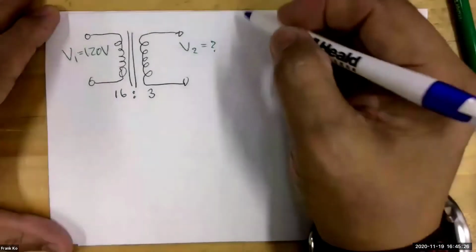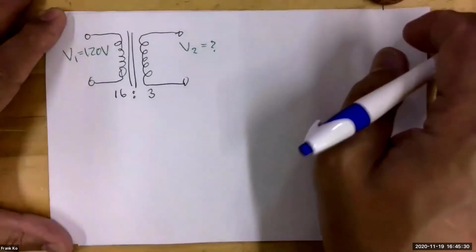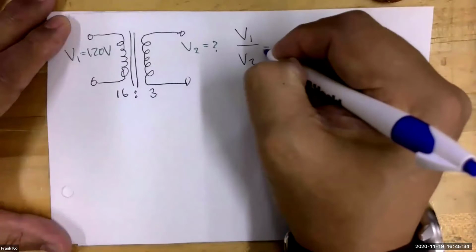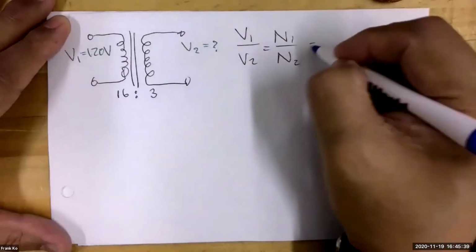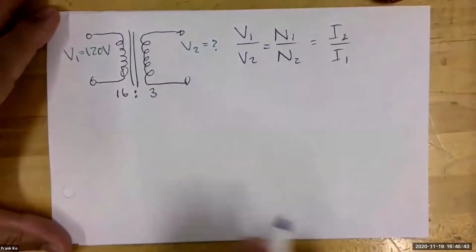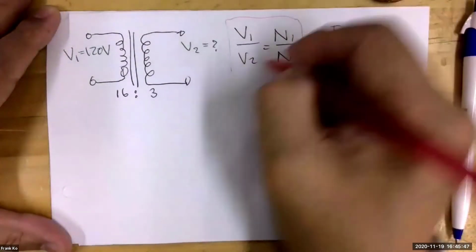Now, how do we determine the V2? I will show you how. We were shown a formula, V1 over V2 equals N1 over N2 equals I2 over I1. Now, the pieces we need happen to be in this part of our formula.